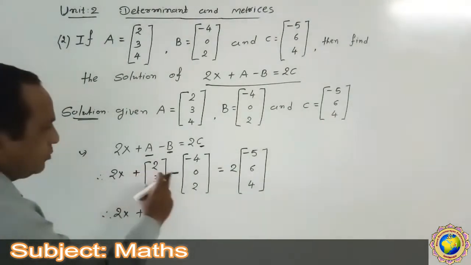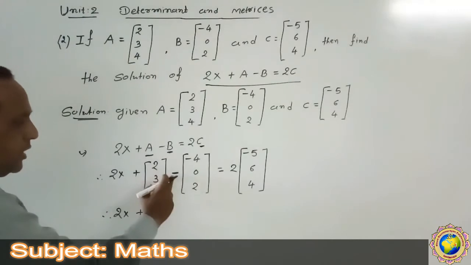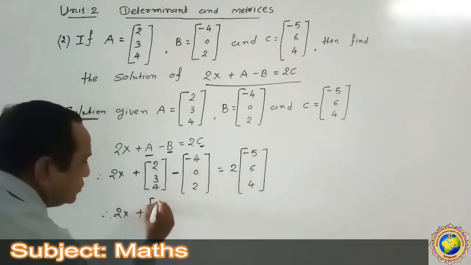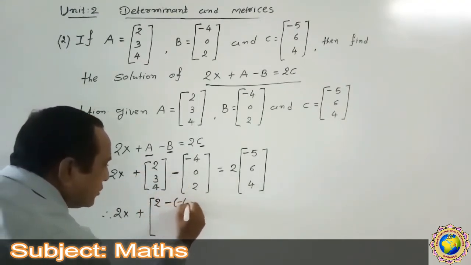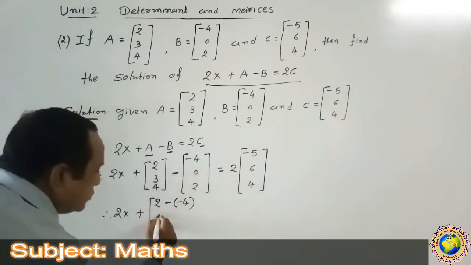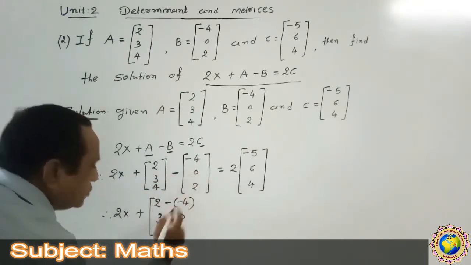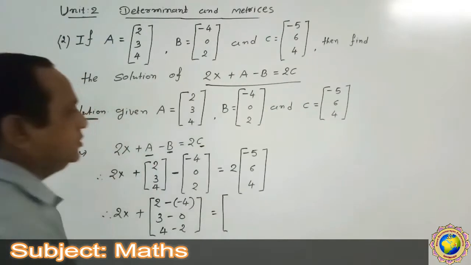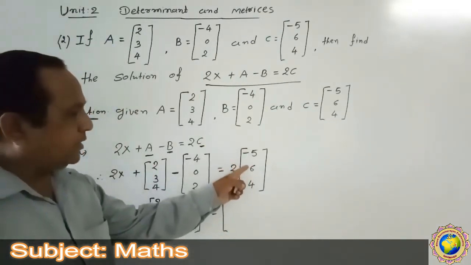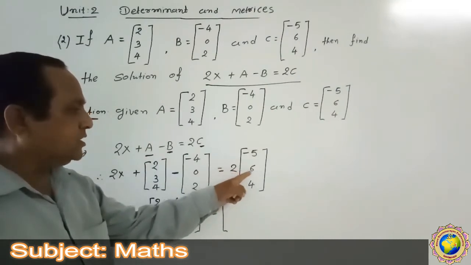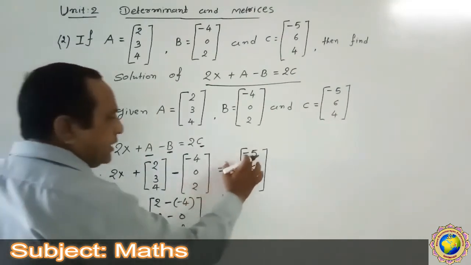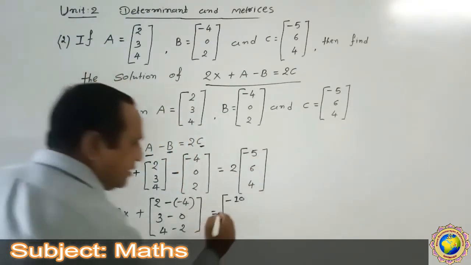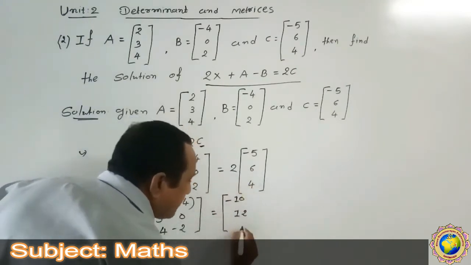Clear? Then 2 minus minus 4, 3 minus 0, 4 minus 2 is equal to 2 multiple all elements of C: 2 multiple -5, 2 multiple 6, 2 multiple 4. 2 times -5 is -10, 2 times 6 is 12, and 2 times 4 is 8.